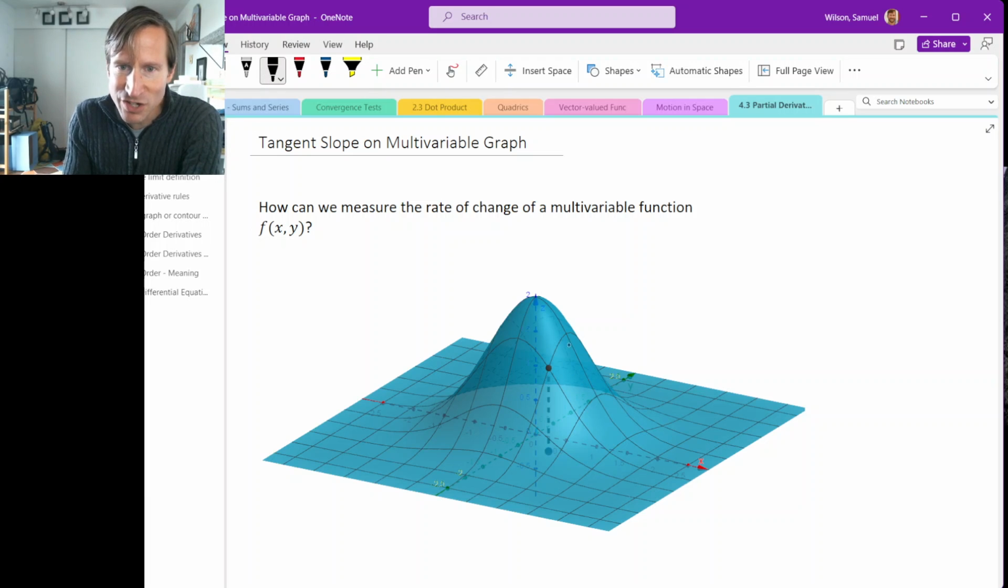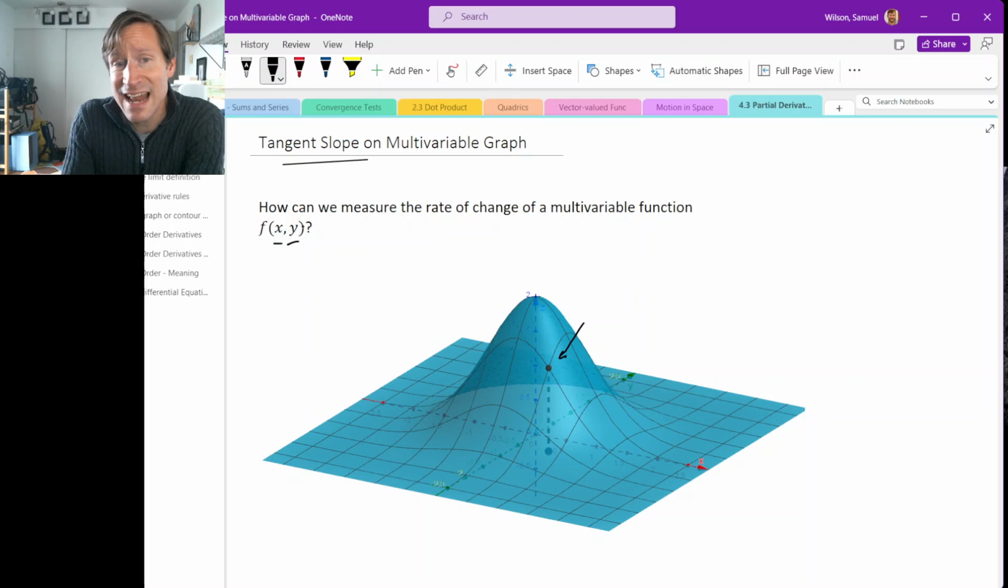So the motivating question will be, how do we measure the rate of change of a multivariable function? If we are starting at this point here on the graph of this function, how do we measure the rate of change of this function, or what amounts to the same thing, how do we measure the tangent slope of this function at this point? As we have seen already in a couple situations, this is a trickier question for multivariable functions because the input space is larger. We have two inputs instead of one input.